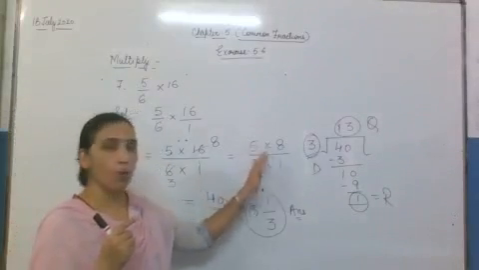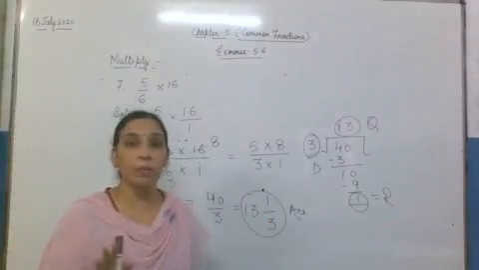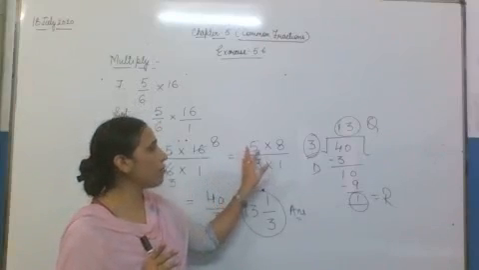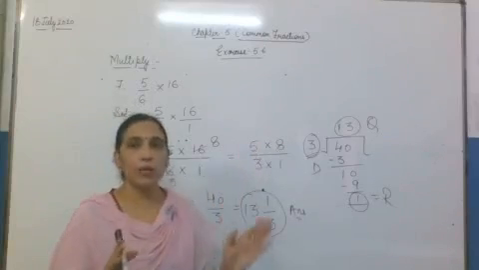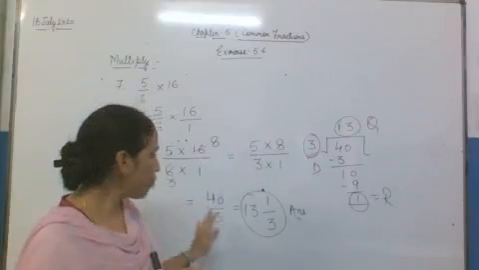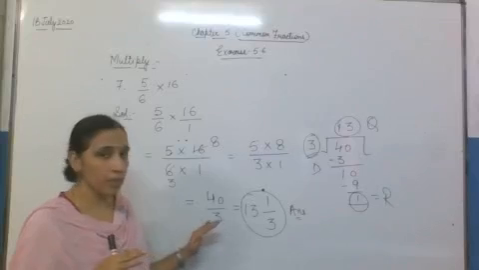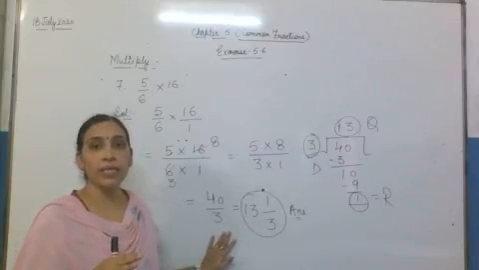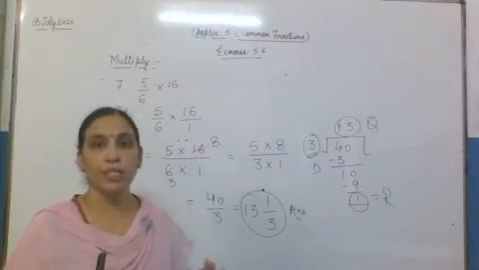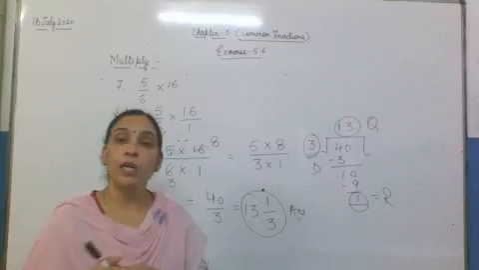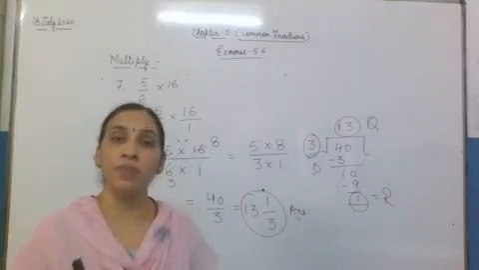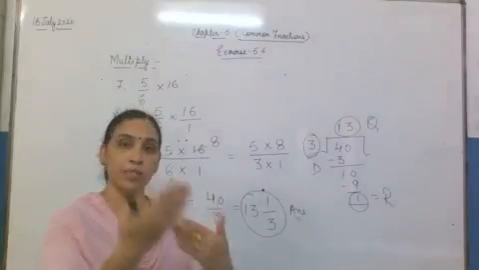Now do the multiplication. 8 5s are 40. See, if you don't remember the table of 8, you can do it vice versa with 5 also. 5 8s are 40. So 40 by 3. Now this answer which you have got is an improper fraction. Now what you have to do? You have to change it into a mixed fraction.